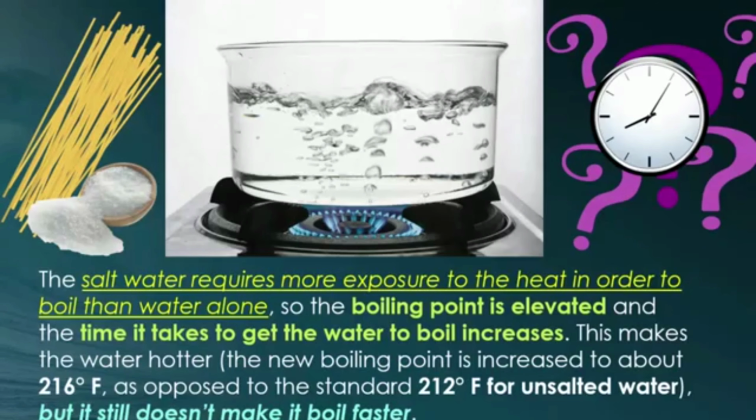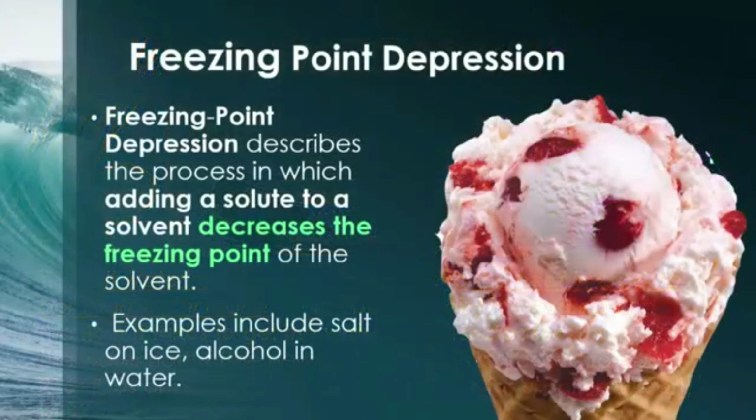This does not mean that water with something dissolved in it, in this case salt, will boil faster. It'll just boil at a higher temperature. So in degrees Fahrenheit, water boils at 212 degrees Fahrenheit. But when we add salt to it, it will actually boil at 216. So adding salt to pasta water does not make the water boil faster, but it can make the pasta cook faster, since the water will actually be hotter.